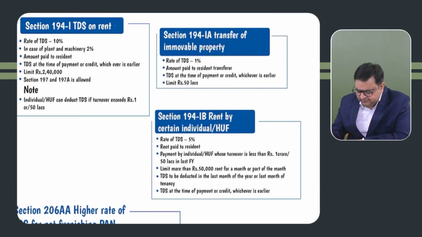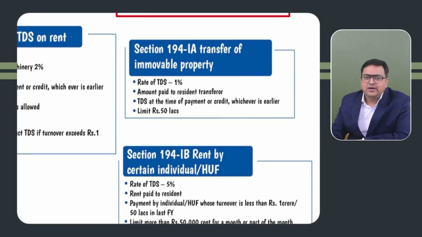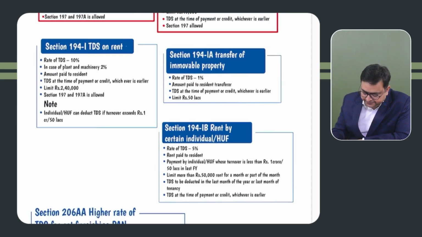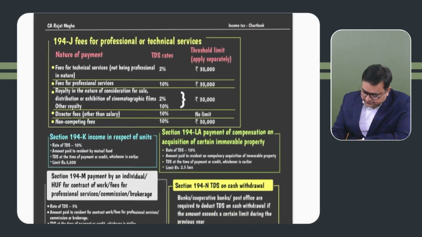194IA, sometimes they can ask you about section 194IA. That is if we are purchasing any immovable property, land or building, which is 50 lakh rupees or more, then TDS would be deducted at a rate of 1%. So TDS would be 1%. Threshold limit is 50 lakh rupees over here.